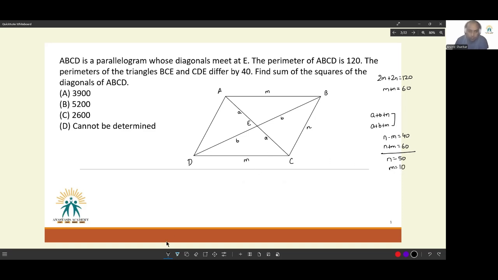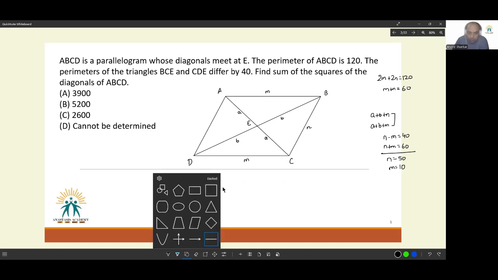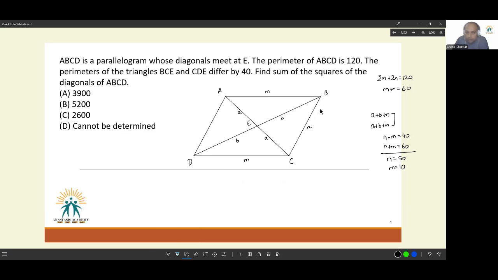Okay, this is known. Now, find the sum of squares of the diagonals of ABCD. How we should go about doing it is, let me extend this line of B till here and BC extended here. Now, let this be K, let this be W. This point I'm labeling as N. So CN is W and DN is K.